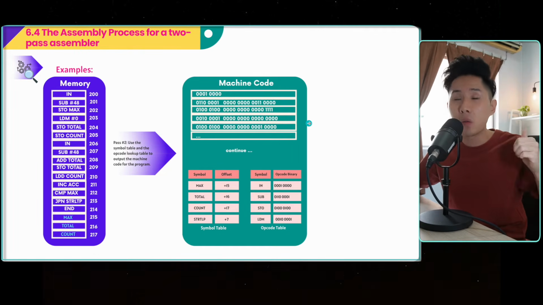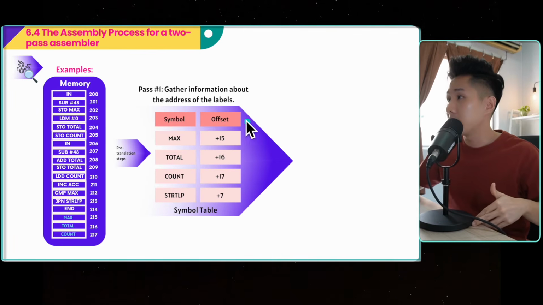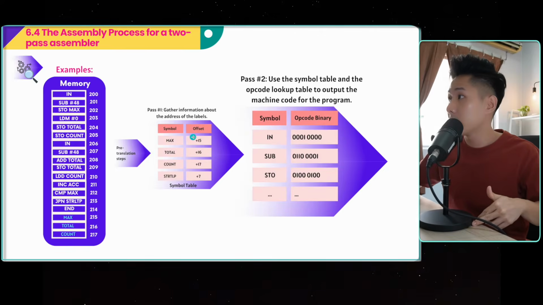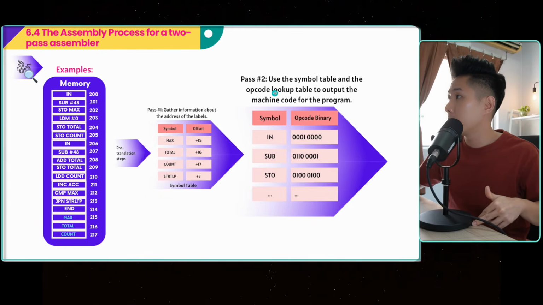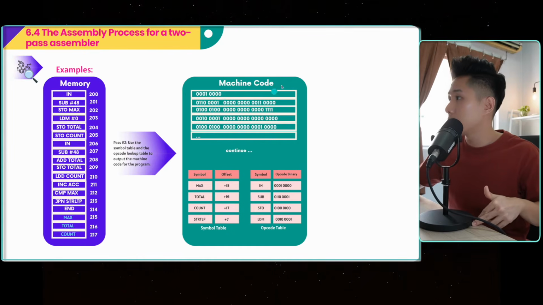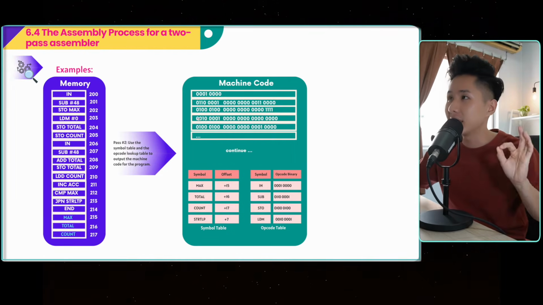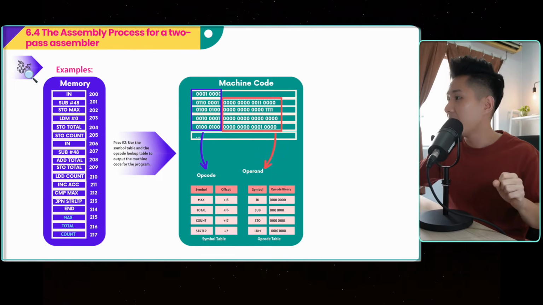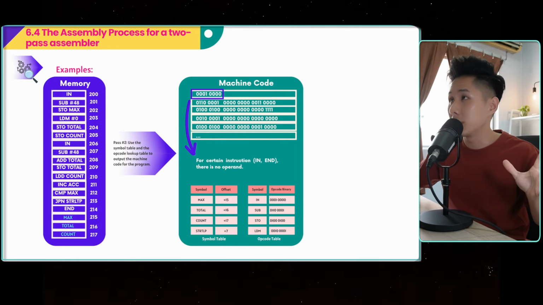So this is what a two-pass assembler does. The first pass gathers the information about addresses and labels, and then the second pass looks up the symbol table and the opcode lookup table to construct the machine code for the assembly language. So this is a two-pass assembly. The opcode, the operand, and for certain instructions, just know that there's no operand.